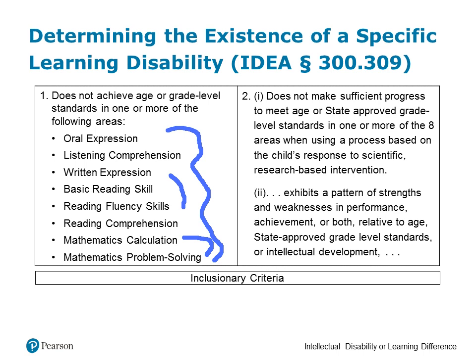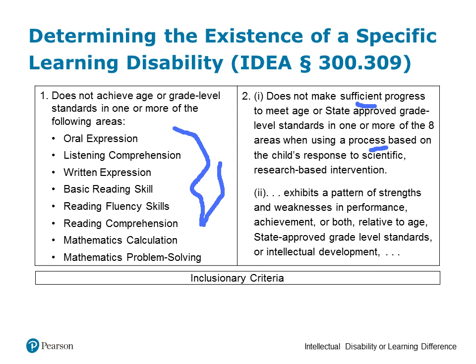Also, when you think about a specific learning disability, the criteria, you may certainly look at the child's scores compared to age or grade level standards, but you may also make the determination that the child is not demonstrating sufficient progress to meet the grade level standards by the end of the year in one or more of these 8 areas when using response to intervention, a process based on the child's response to scientific research-based intervention.